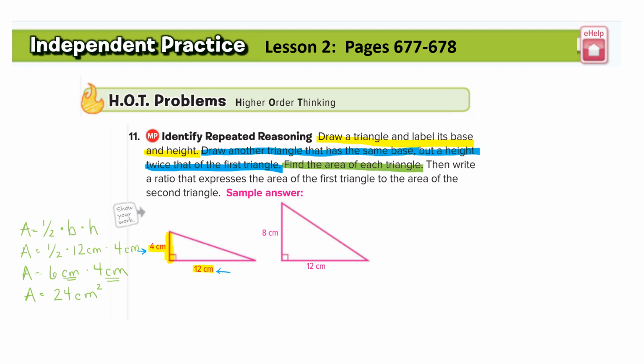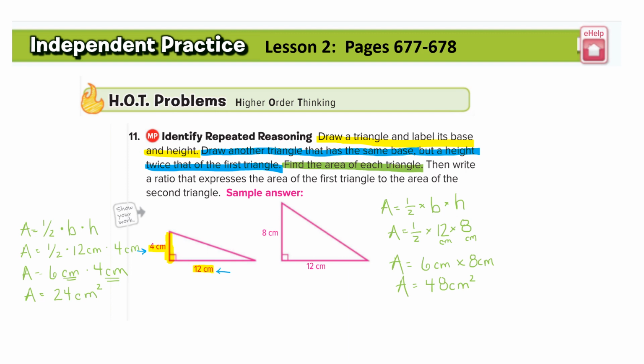Now, for our second triangle, the area equals 1/2 times the base times the height. So the area equals 1/2 times 12 times 8, and these are centimeters. So the area equals 6 centimeters times 8 centimeters. So the area equals 48 centimeters squared.